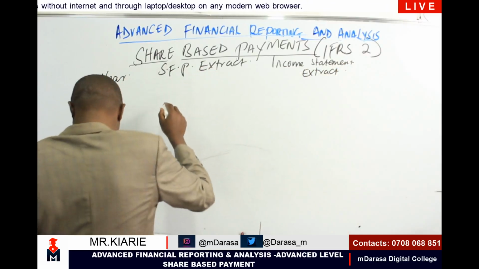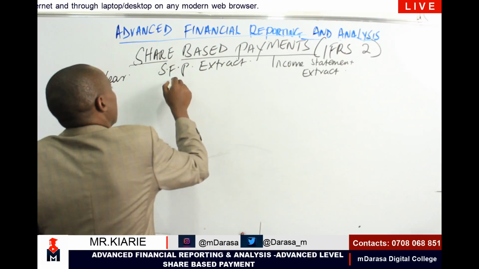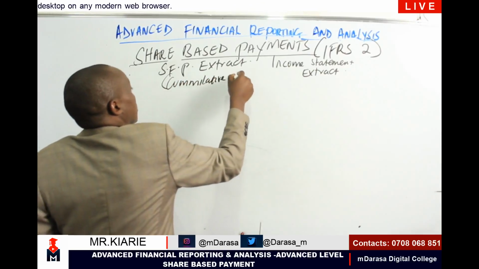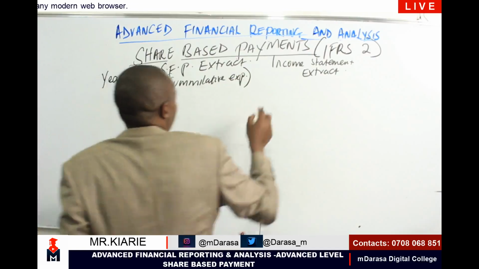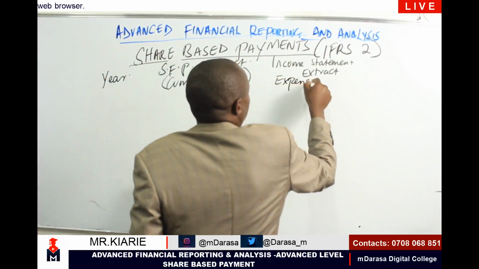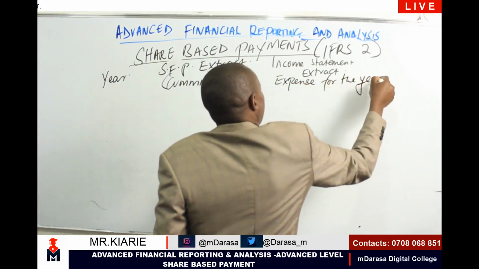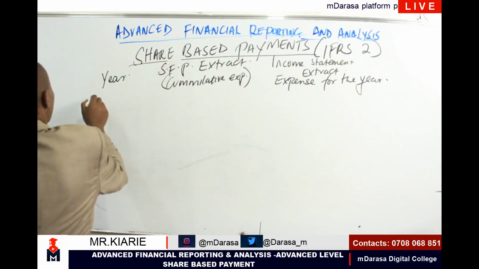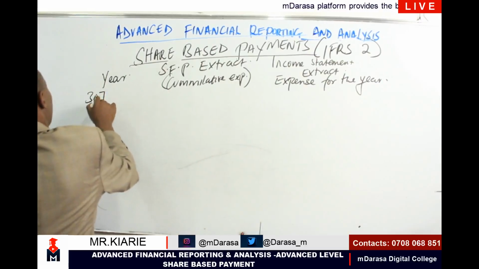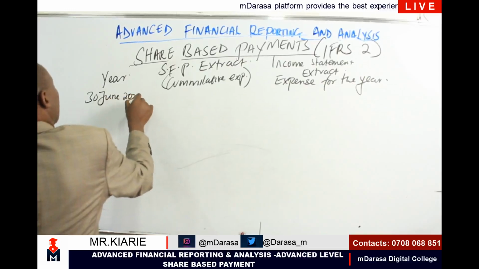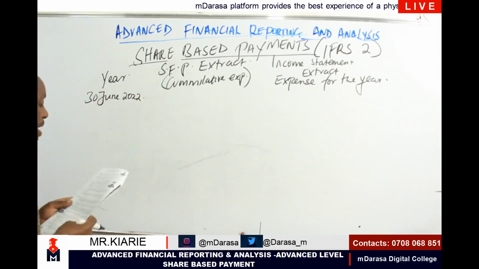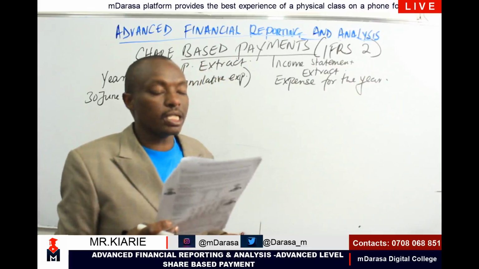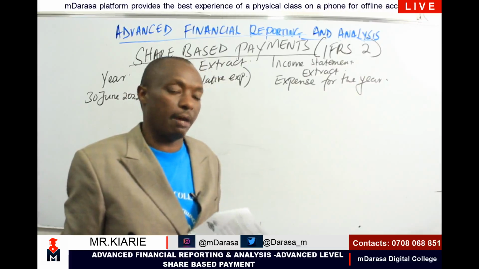This is what we call the cumulative expense, SFP extract, or in other words, the cumulative expense. And then the expense for the year. In the year ending 30th June 2022, I can see this company had 500 employees, and in the first year, 40 employees are expected to leave employment.